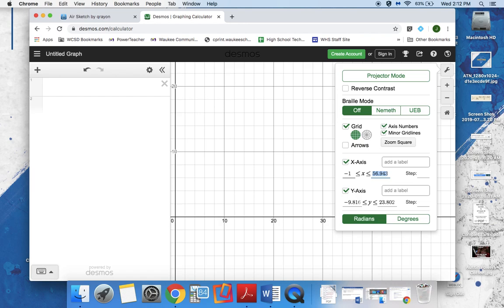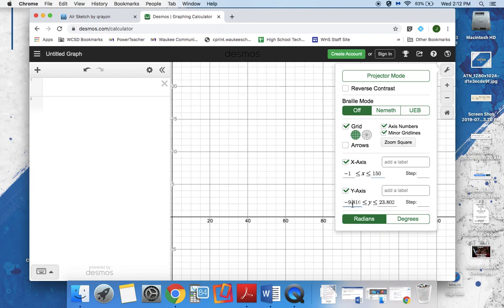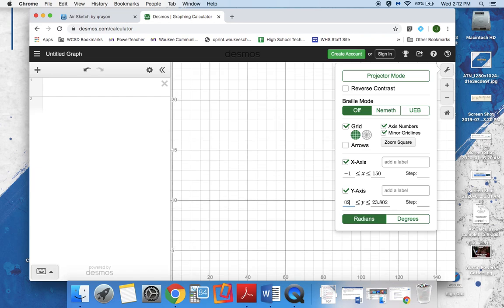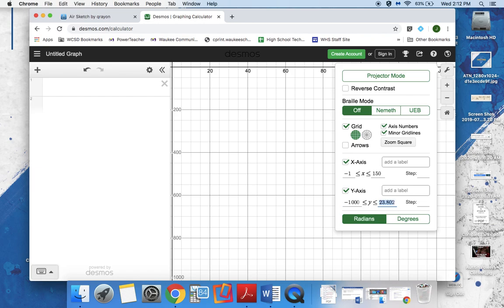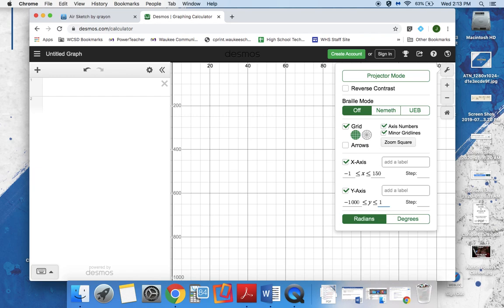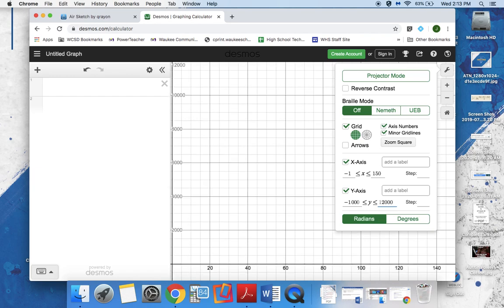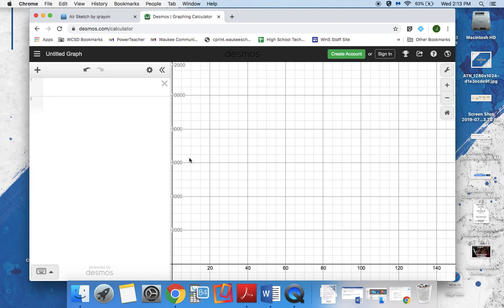I want to go from -1 to about 150 on my x-axis, and then my y-axis I want to start at -1,000, and I want to go all the way up to, well, my goal is 10,000, so I probably should make that 12,000 as I go along. Okay, so that's a good view of my window here, and you'll see why I chose 150 in just a moment. So what I'm going to do in my first one is type in y is equal to, and then type in that function that has the compound interest.